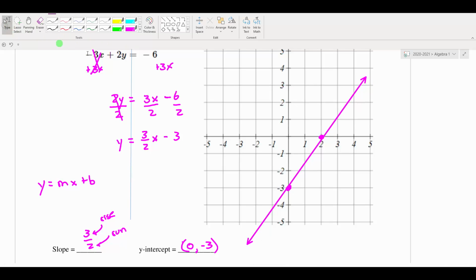Trying to drag that line so it's a little bit more accurate. I think I can get it. There we go. That's close enough. All right, so that is our line that is represented by our equation when it's solved for y.